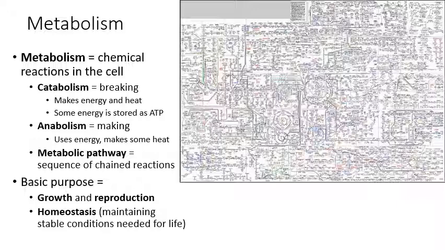There's two basic types of metabolism, catabolism and anabolism. In catabolism, you are taking larger molecules and breaking them down into smaller or simpler molecules. In anabolism, you're taking smaller or simpler molecules and putting them together to make larger and more complicated molecules. A lot of the time when we use the word metabolism, what we're actually talking about is catabolic reactions, where you are taking in larger molecules and breaking them down.